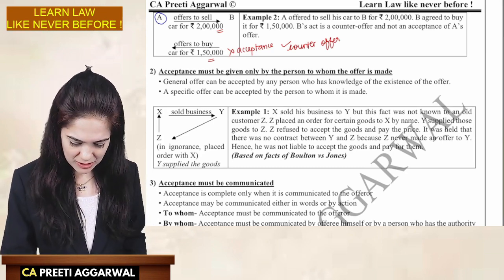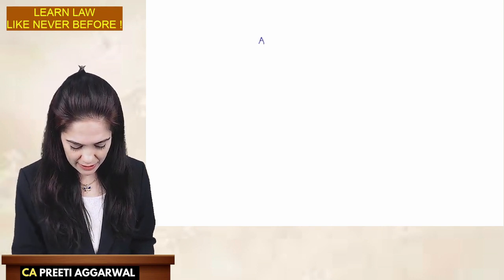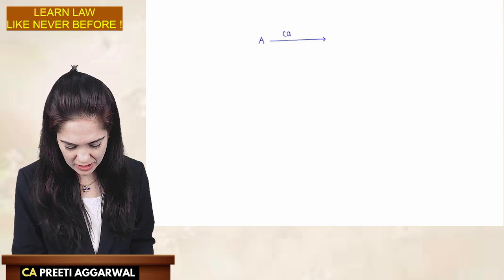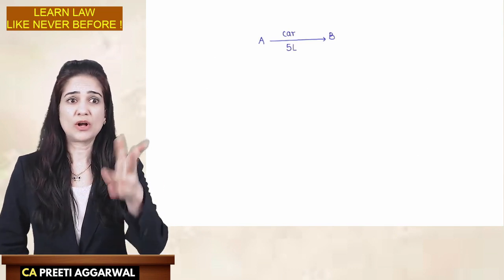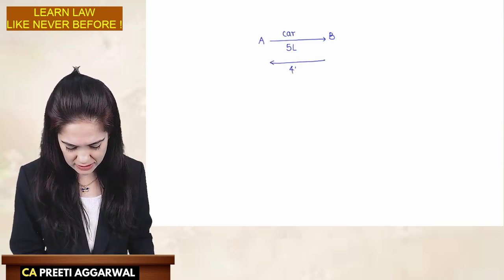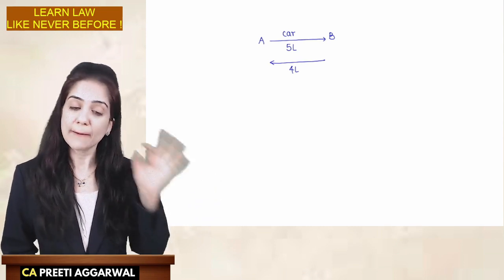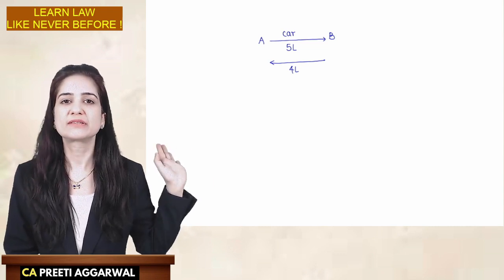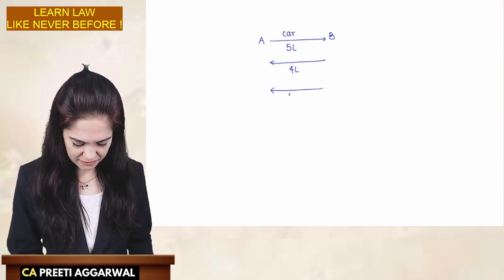I would like to ask you a question, students. Let's see if you're able to answer it correctly. Okay, now this is my question. Listen to it carefully. A offered to sell his car to B for rupees 5 lakhs. B says, no, 5 lakhs is a lot. I will buy it for 4 lakhs. A says, no, I will not sell it for 4 lakhs. My final price is 5 lakhs. B says, all right, then I will buy it for 5 lakhs.